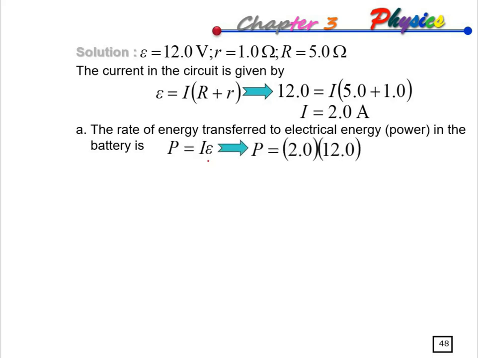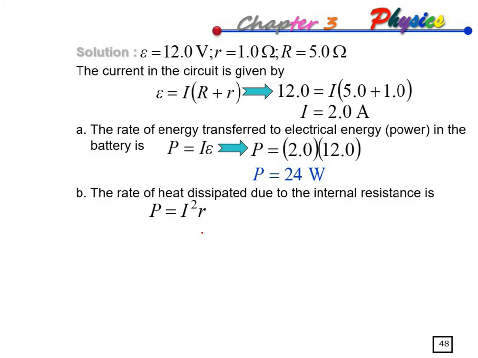Now, the rate of energy transfer to electrical energy, or power, in the battery is given by the equation P equals I times EMF. So we have the final answer for the power that is transferred to the circuit by the battery: 24 watt. B. The rate of heat dissipated due to the internal resistance is given by the equation P equals I squared times small r, which is the internal resistance. So just put the numbers in the equation. I equals 2, squared, times the internal resistance of 1. So the answer will be 4 watt.